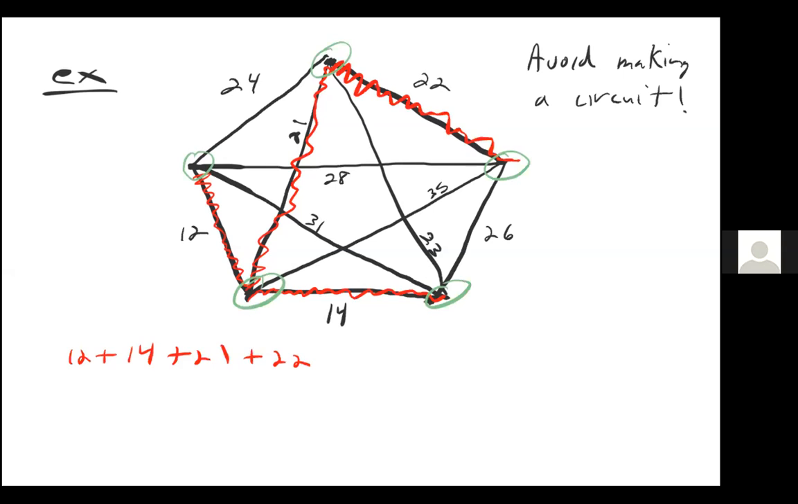Okay. So now I just simply add those up, and my total distance is 12 plus 14 plus 21 plus 22, which I could do in my head, but I'm too lazy to do it right now. That'd be 69. That's the total weight. Any questions on that?